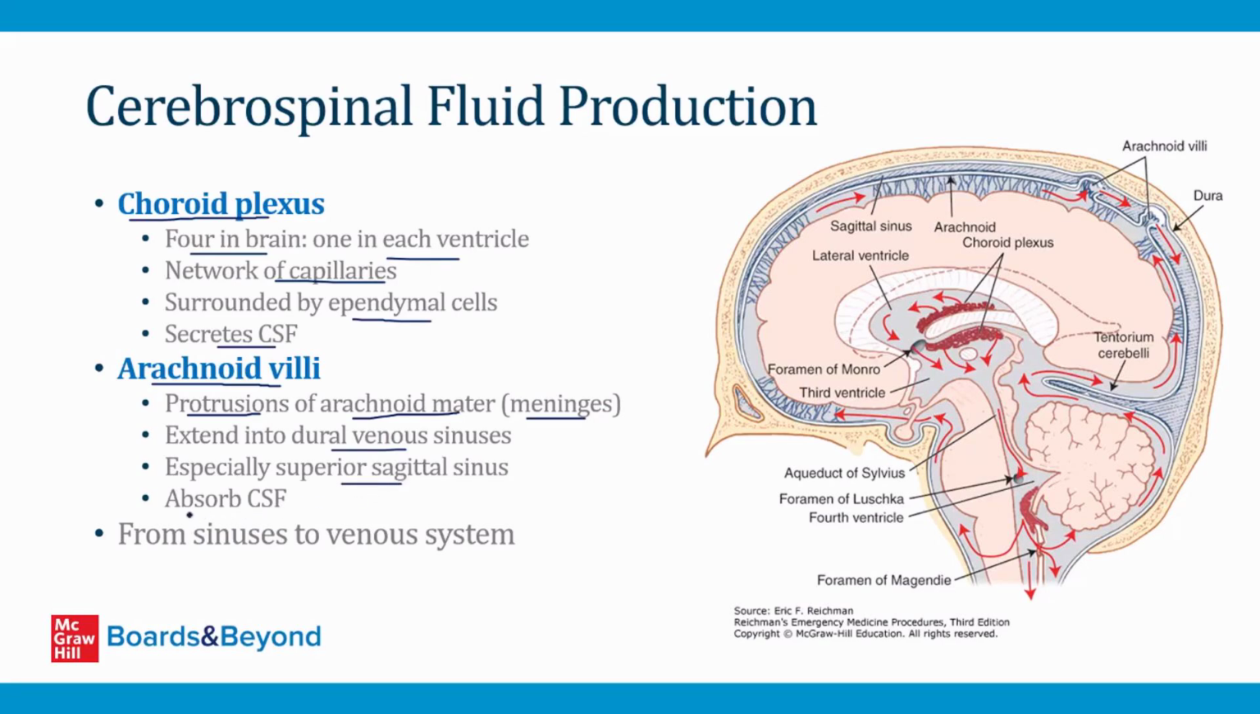And so these arachnoid villi absorb the CSF, and then once it's been absorbed from the sinuses, it drains into the venous system. So the balance between production of CSF by the choroid plexuses and absorption by the arachnoid villi is what determines how much CSF will be circulating in the ventricles of the brain.